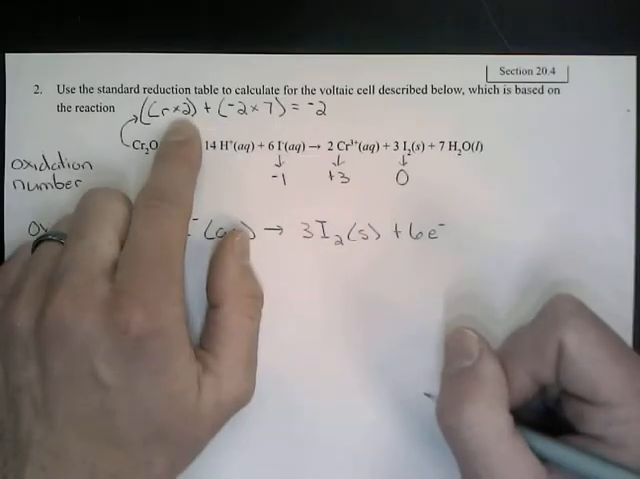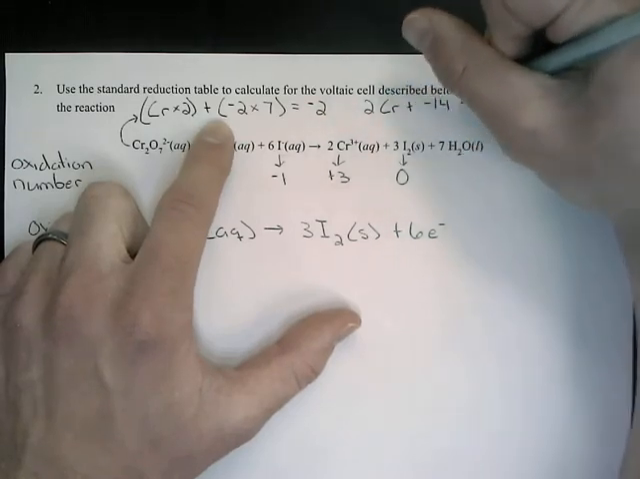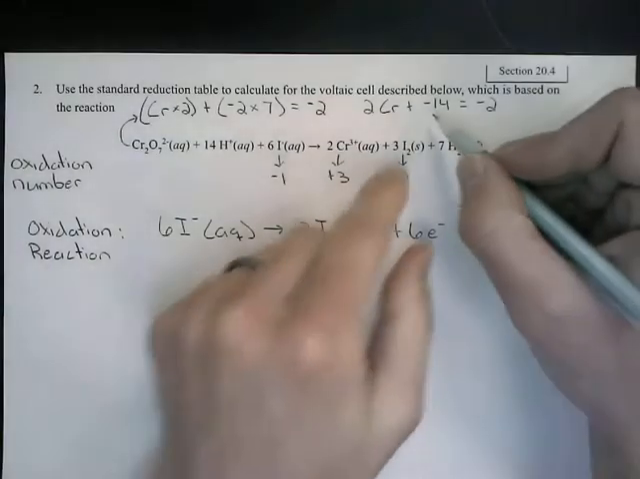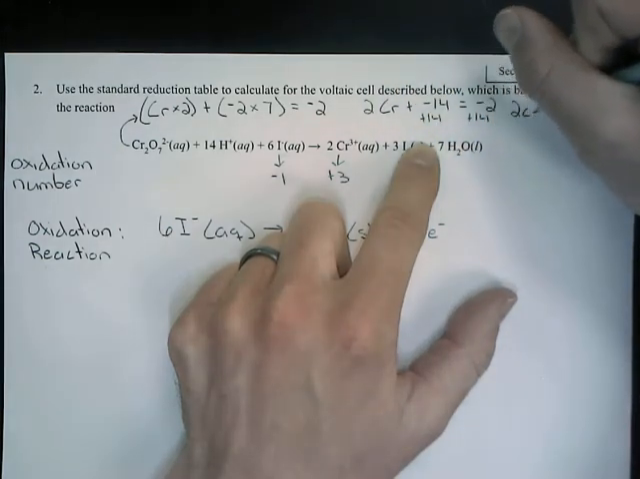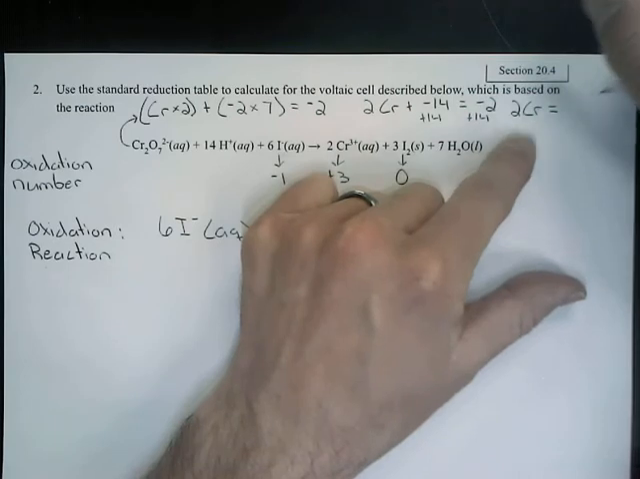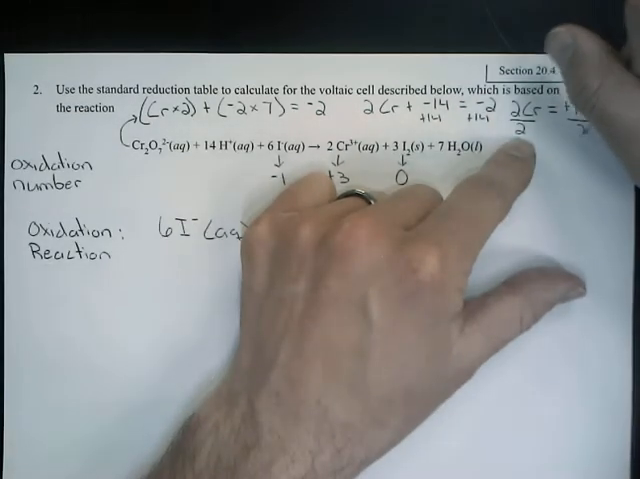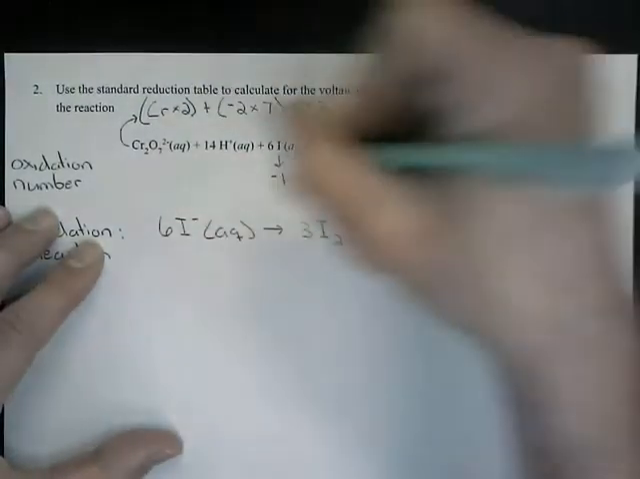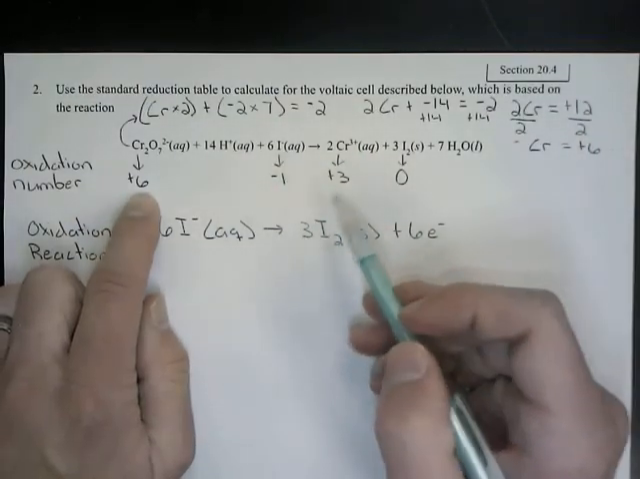Okay? So I'm going to simplify here. I'm going to have 2 Crs plus a -14 equals -2. And once more, I'm going to simplify by adding 14 to both sides. So if I add 14 to both sides, I would get 2 Cr, let me write that correctly, 2 Cr equals a +12. Okay? Now, we divide by 2 because we have 2 Crs. So that means the charge for each individual Cr is a +6. So Cr has a +6. So it went from a +6 to a +3.